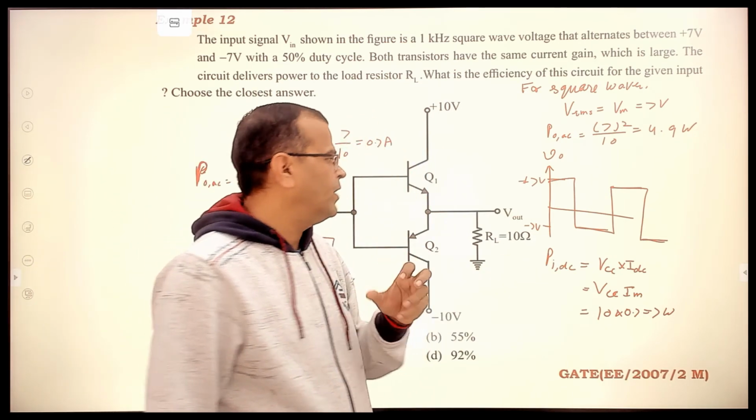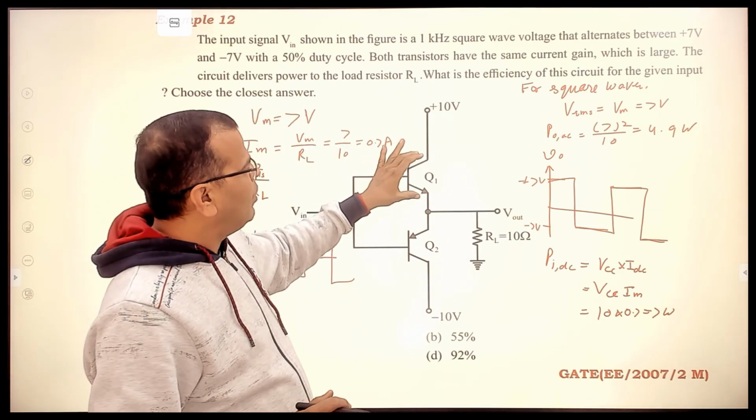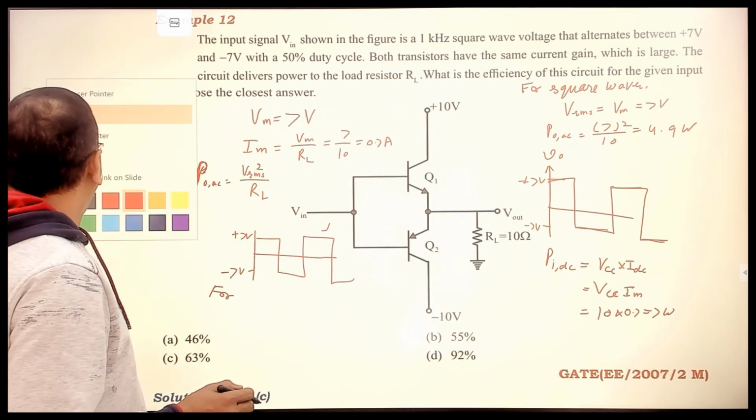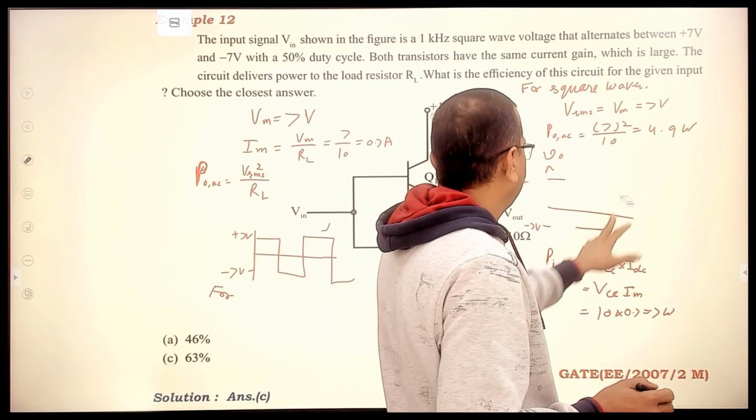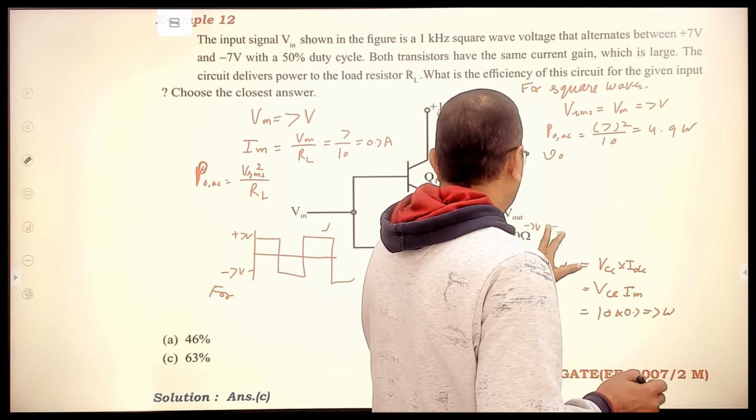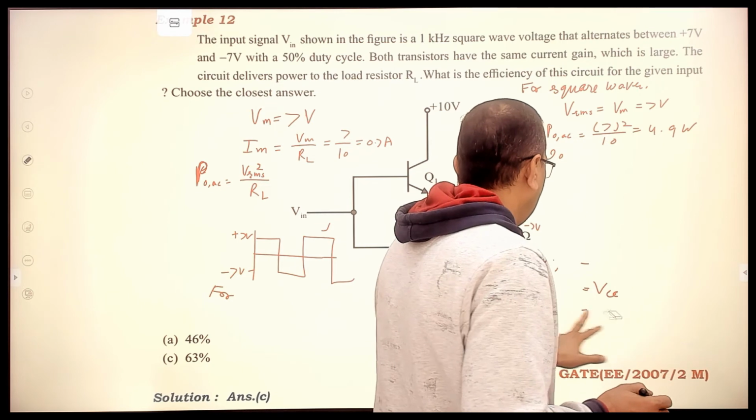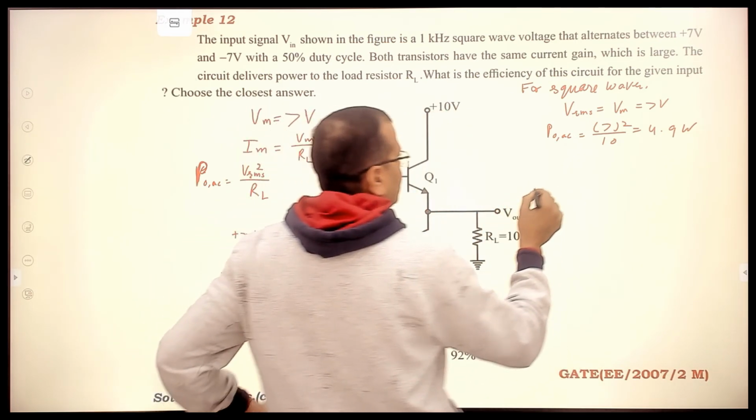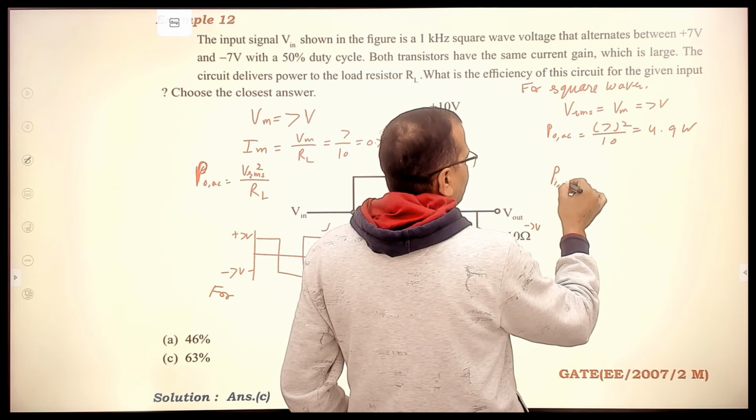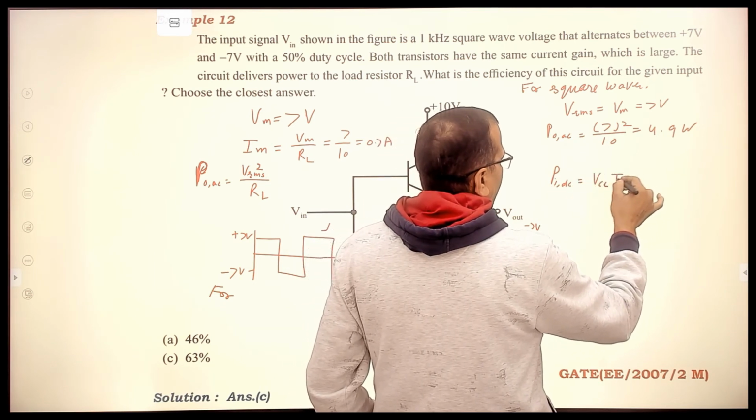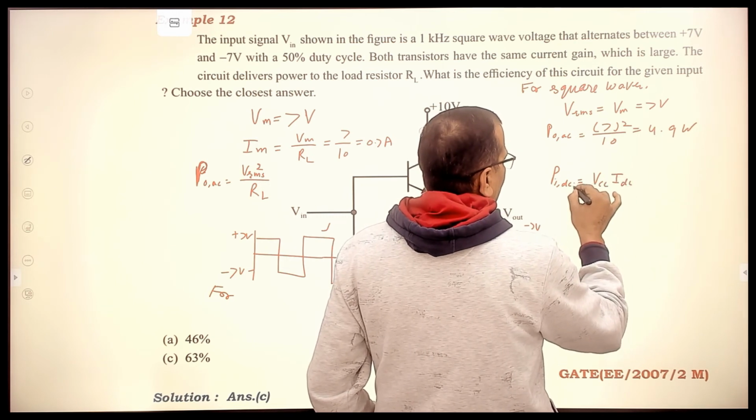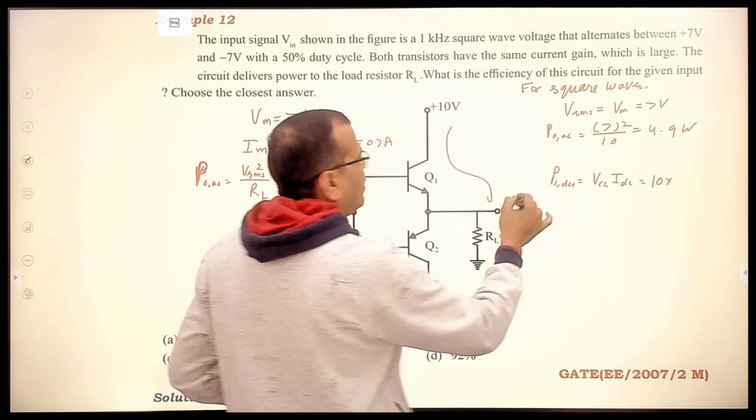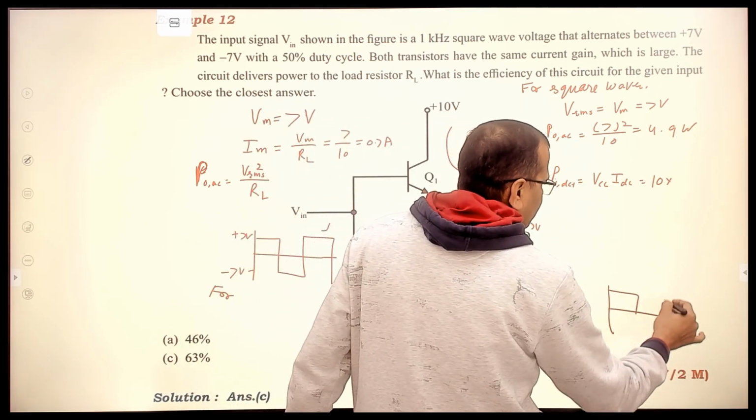How did we calculate that? Please try to understand. During the positive half cycle, this transistor is on. When this is on, current will be flowing through it. So during the positive half cycle, I'll just remove this, and I'll remove this also so that I can explain to you. During the positive half cycle, P input DC is equal to VCC into IDC, right? We know this is 10 volt, plus IDC current coming from this side to this side. And during the positive half cycle, what do we have? We have this, and so on.